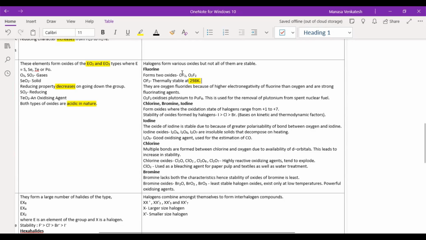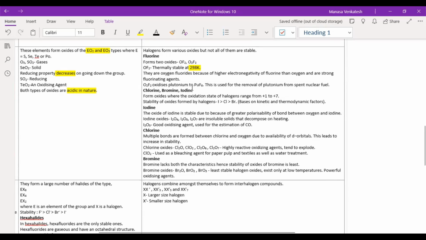And the reason we call them fluorides is because fluorine is more electronegative than oxygen. And these are actually very good fluorinating agents. So O2F2 oxidizes plutonium to PuF6. So this actually has the real life application of removal of plutonium from used up nuclear fuel.